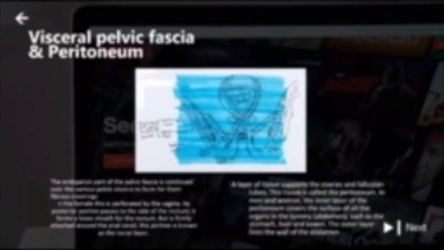A layer of tissue supports the ovaries and fallopian tubes. That is the peritoneum. In men and women, the inner layer of the peritoneum covers the surface of all the organs in the tummy or abdomen, such as the stomach, liver, and bowel. The outer layer lines the wall of the abdomen.